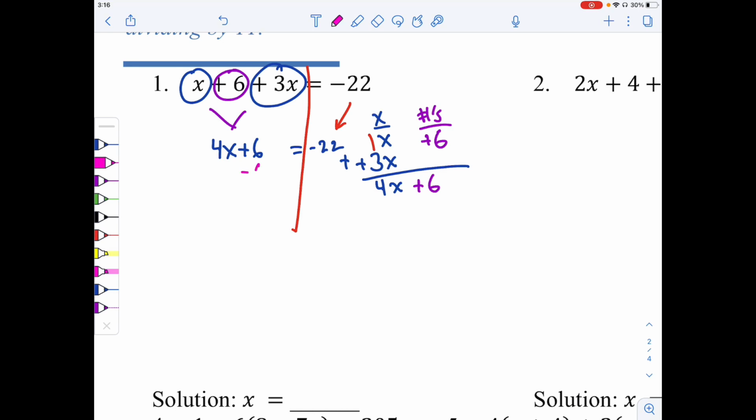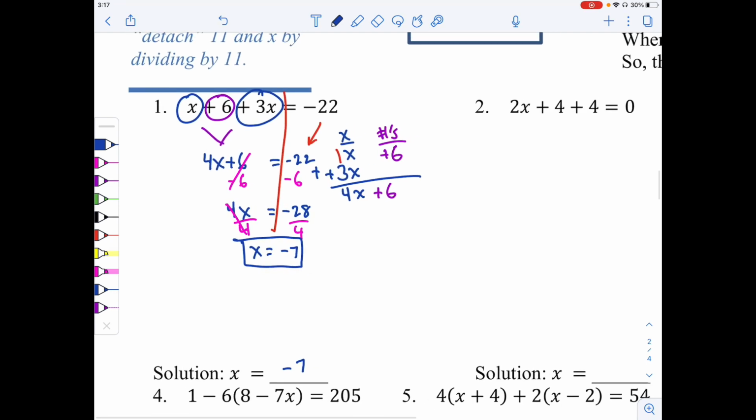Now we have a two-step equation that we can solve. We're going to subtract 6 from both sides to get rid of that. So we have 4x equals negative 22 minus 6, which is negative 28. Then we divide, detach that 4, divide by 4. We get x equals negative 7. So x equals negative 7 is our solution.